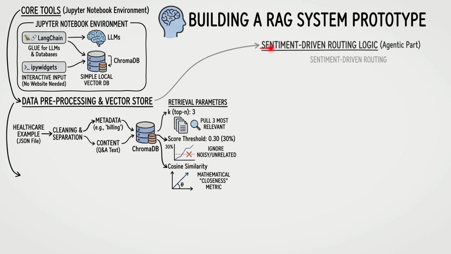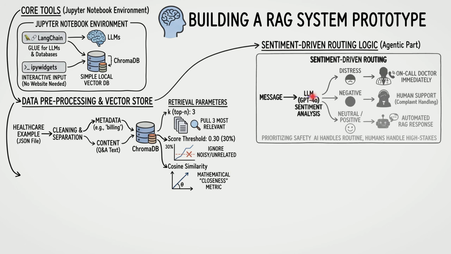Now for the smart part, sentiment-driven routing. When a message comes in, an LLM like GPT-4o analyzes its sentiment. If the user is in distress, they are routed to an on-call doctor immediately. If the sentiment is negative, the system connects them to human support to handle complaints. But if it's neutral or positive, the system gives an automated RAG response. This way, AI handles the routine, and humans handle the high-stakes situations.